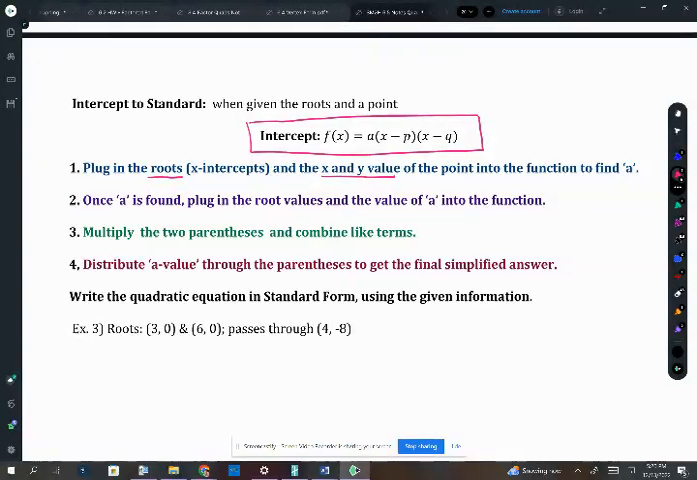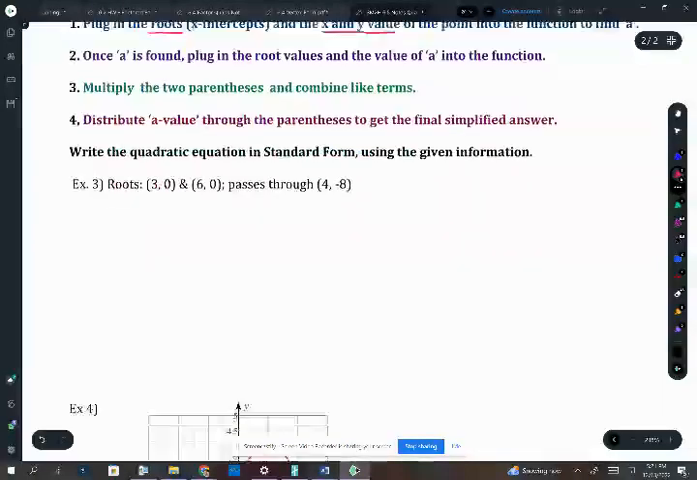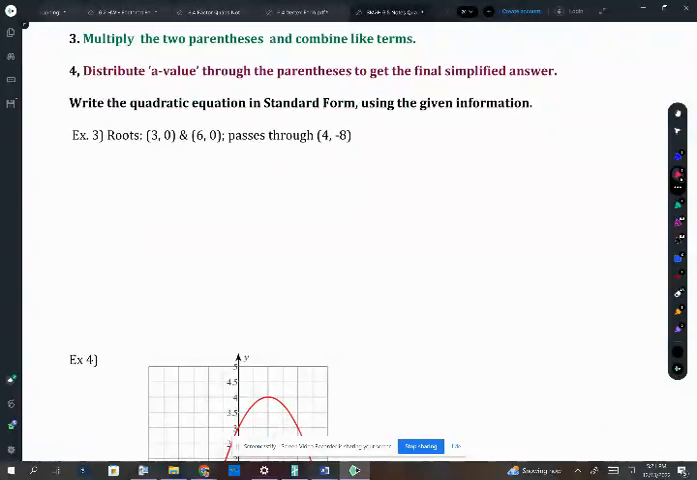So we are going to look for a by plugging everything in. So we'll have a value for our y or our f of x value, our x value, our p value, and our q value. And then we'll solve for a. And then we'll multiply the two parentheses out, combine like terms, and distribute our a value. So I know that says a lot. So we're going to say this is our p sub 0. So this is our first root. This is our second root. And this is our xy point.